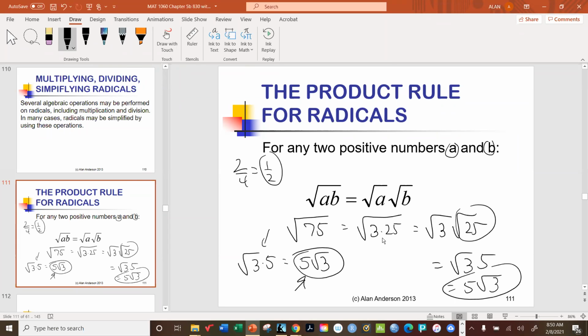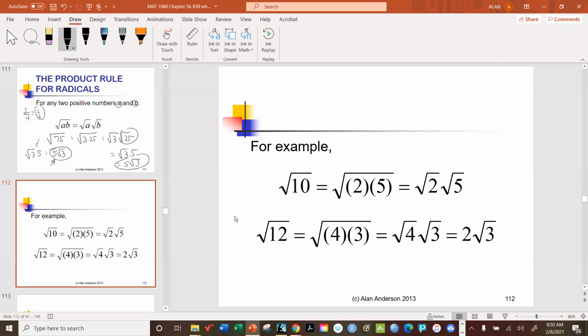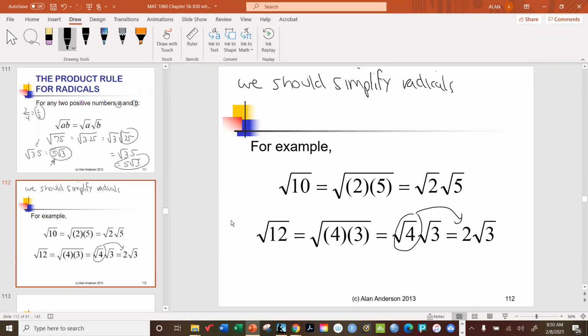All right, so what are we? Oh, here we go. Here's just some simple examples. So you can see all we're doing is breaking this up into its factors and then splitting it up further. And whenever possible, we always like to simplify. In other words, you don't just leave it like this. This is, of course, 2. So we should simplify radicals whenever possible.